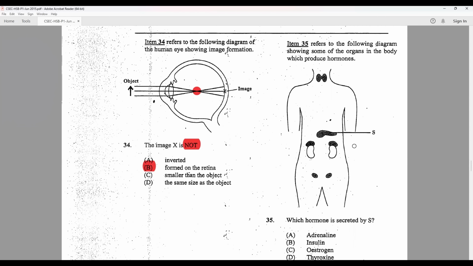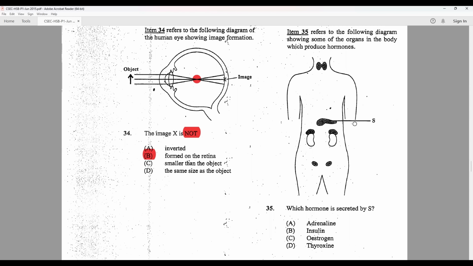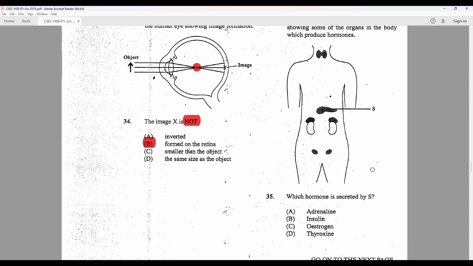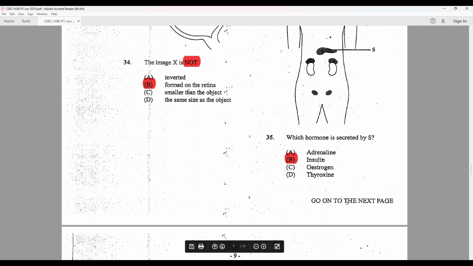Item 35 refers to the following diagram showing some of the organs of the body which produce hormones, and they label the pancreas S. Which hormone is secreted by S? And we know the S is the pancreas. So we are thinking about insulin. Adrenaline, it's not labeled, but it's right above the kidneys. Estrogen, that is from the ovaries, that's down here, but it's not labeled. Thyroxine, look, it's in the person's neck, but it's not labeled as well. So the only one that is labeled by S is insulin.